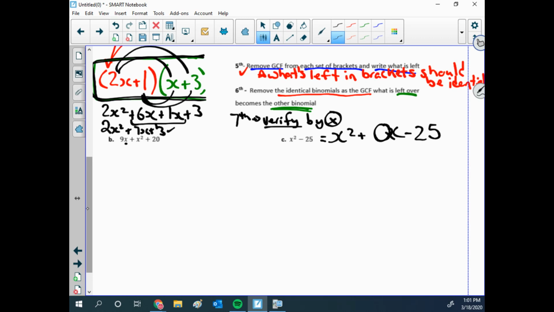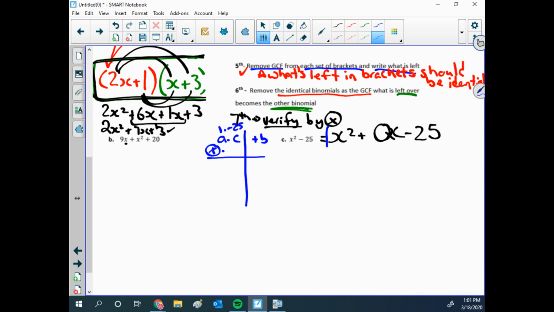So then what I'm doing is I'm looking for 2 numbers that multiply to a times c and add to b. So a times c, add to b. So a is 1 times negative 25. So I'm looking for numbers that multiply to 1 times negative 25, so negative 25, and add to b, well, b is 0. So I'm looking for numbers that add to 0.